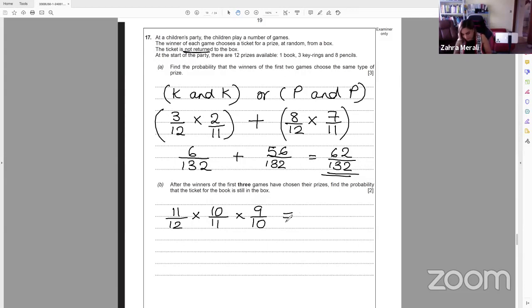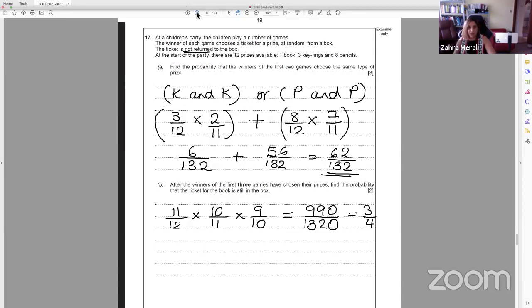So then we're going to do 11 times 10 times 9. So 9 times 11 is 99, times 10 will give you 990. And we can do the same thing on the bottom. 12 times 11 is 132, times by 10, you add the 0, so 1320. Now you could cancel that down, and it actually gives you 3/4. But if you didn't cancel it down, you don't lose any marks because they don't ask for it in the simplest form.